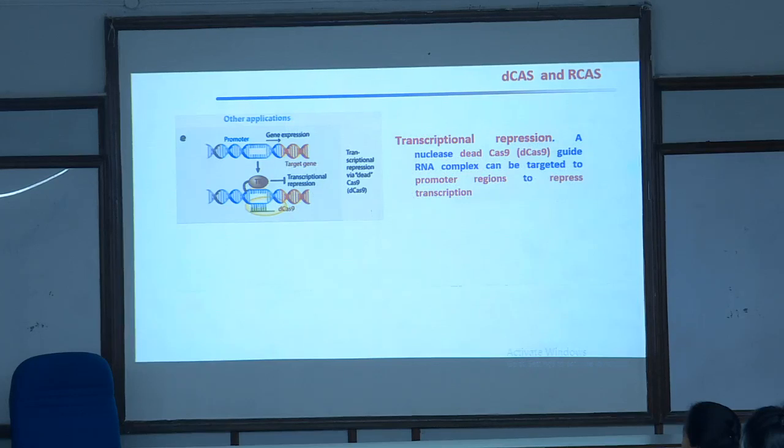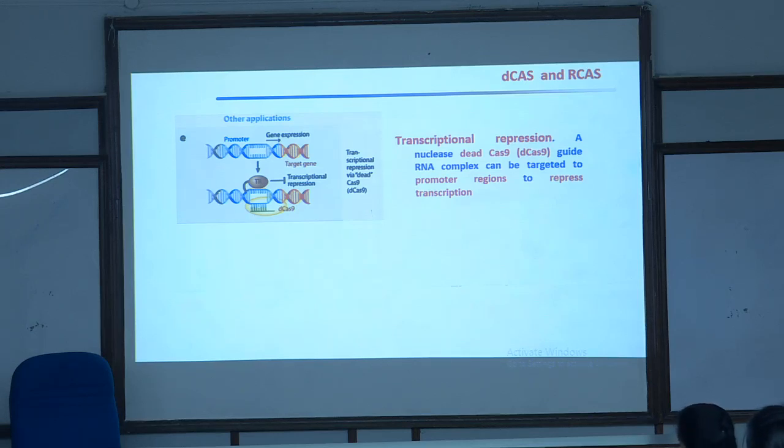And the variants I was talking about, I stumbled upon two variants. One is dCas, that is deactivated Cas, or sometimes also called dead Cas. That means the enzyme lost its ability to cleave the nucleic acid. And we have another one, called RCas, that is RNA Cas. So these two are the new variants that are going to create new applications in biological sciences. What can they do? One is transcriptional repression. For example, a dead Cas guide RNA complex can be targeted to a promoter region of the gene. In the process, you can repress the transcription.